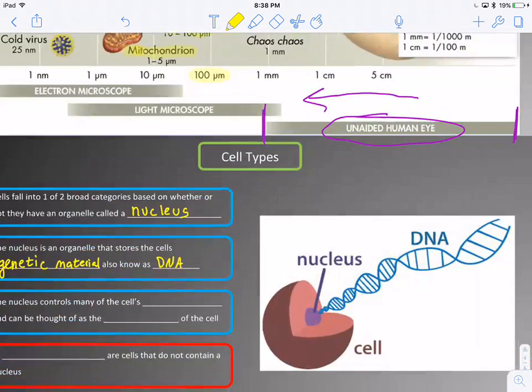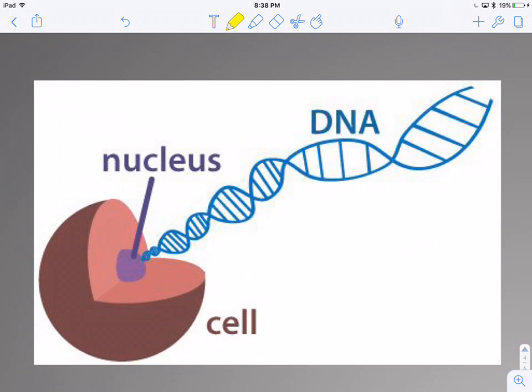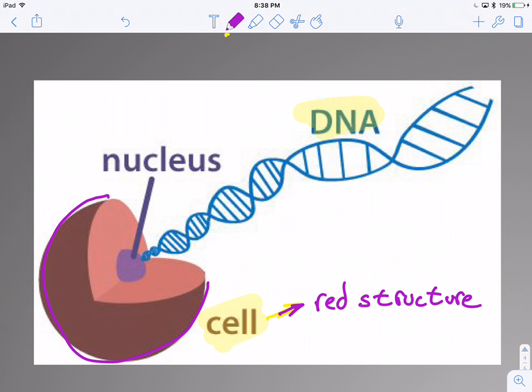And if you look at this great photo we have here, right, we can see the DNA and we can see the cell, right? The cell is everything. Oh, that doesn't show up very well, does it? The cell is this entire red structure in this photo, okay? And the nucleus, right, we have as the purple structure in the middle.